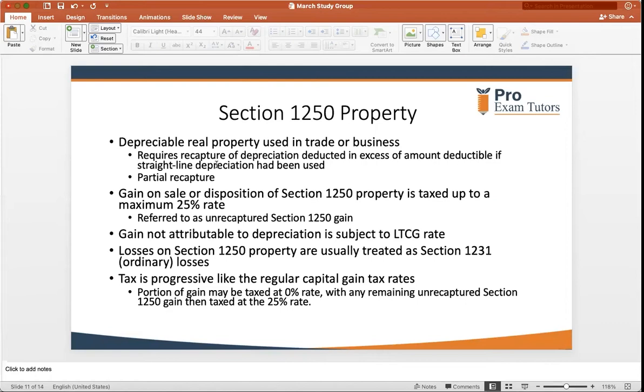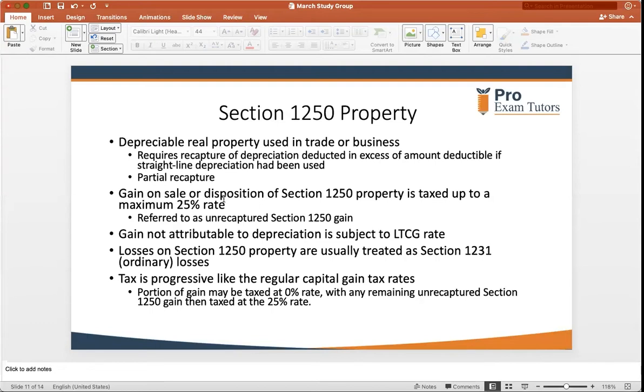This part's important, and you'll notice I'm slowing down a little bit on 1245, 1231, and 1250 because of all the topics in income tax, this is going to be in the top 3 things that are the most misunderstood, and for good reason. But hopefully I can provide some clarity, or I'm pretty sure I can provide some clarity here for you. So we're going to have a partial recapture, and it's called something else, which we'll see.